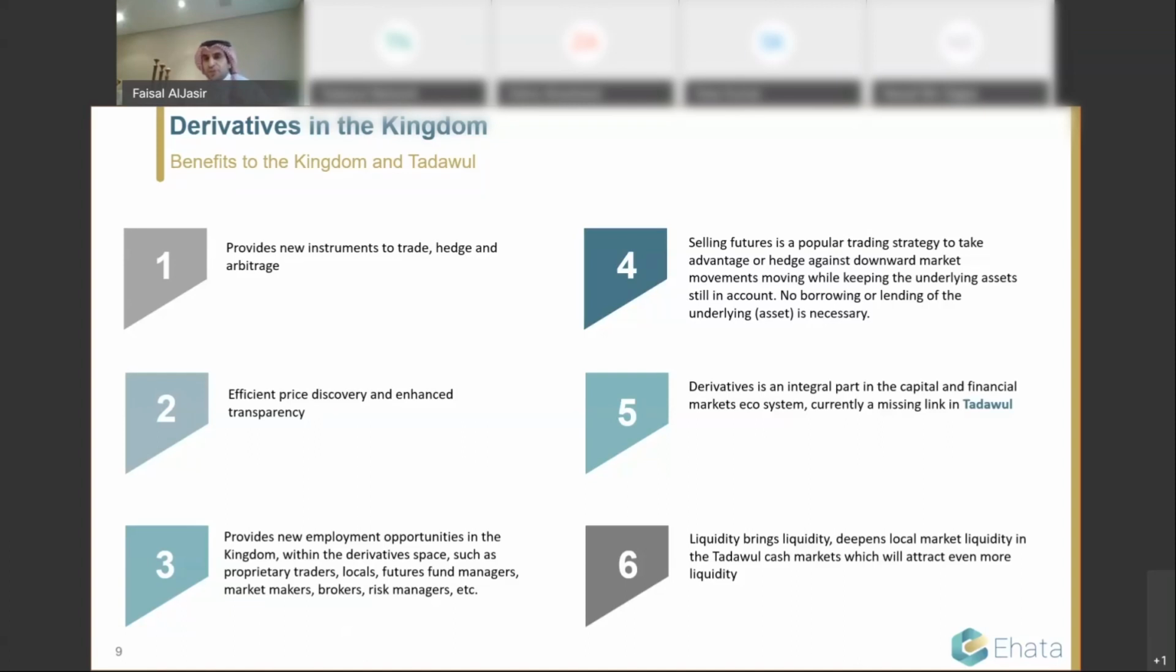Fourth, selling futures is a popular trading strategy, and that can be for either trading or hedging. So a trader can take advantage of a downward moving market, and here we're saying that it is not the same as short selling. You do not need to borrow the assets nor lend the assets. It does have that short selling component embedded in it, and also it can do that important job of hedging should you want to protect your assets under management.